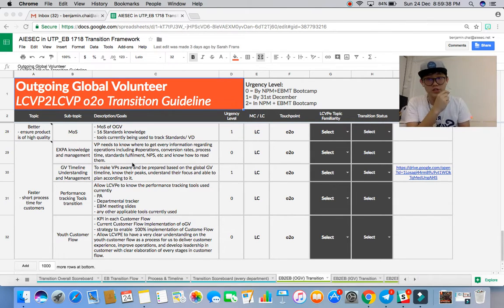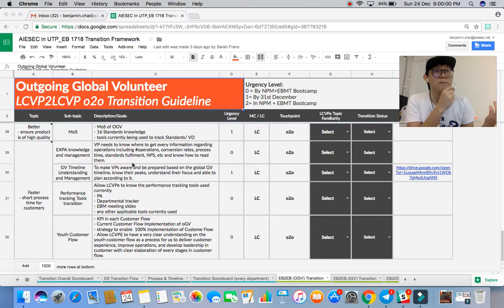Okay, performance tracking tools for transition. You know that currently you have your LC tools, which is how you do tracking, how you do PA, one-to-one, EB meeting, team meeting. All this kind of stuff is what you should let the elects know as well. Whether or not they are going to revamp it, amend it, or continue using it, they should know how you are using them.